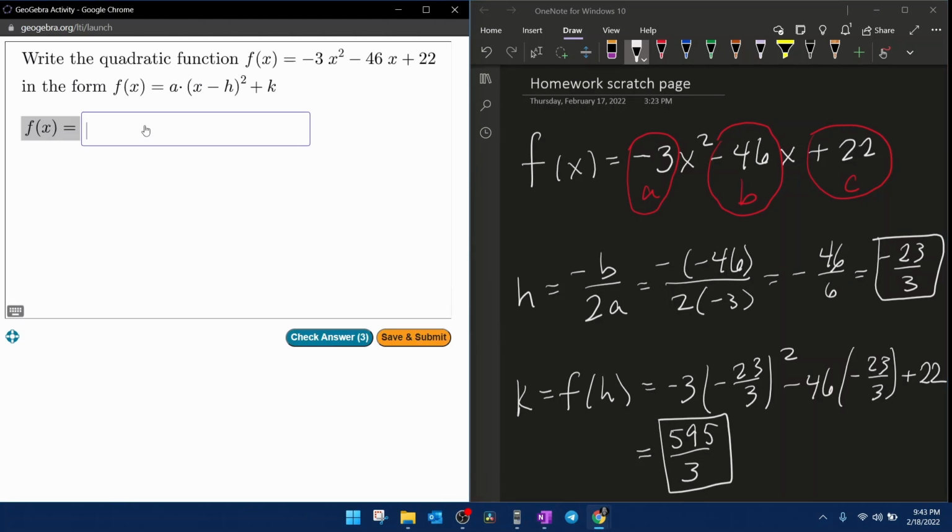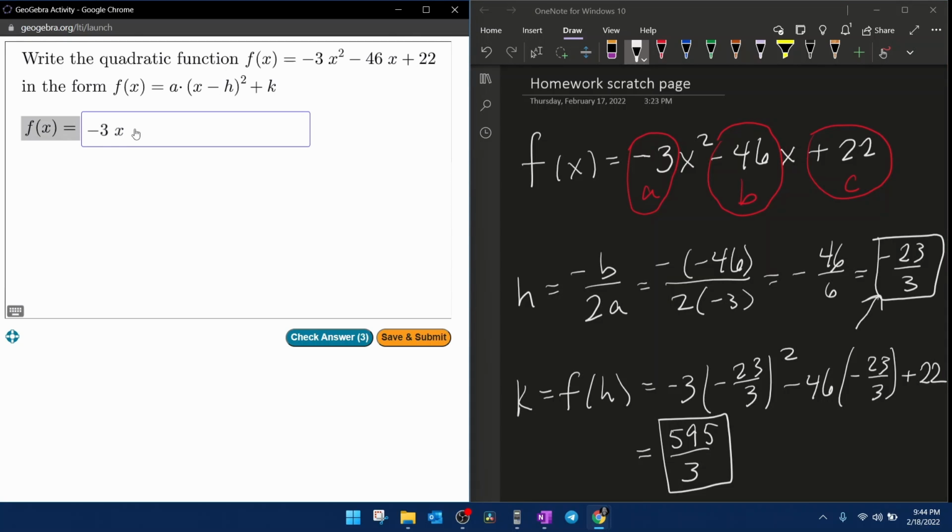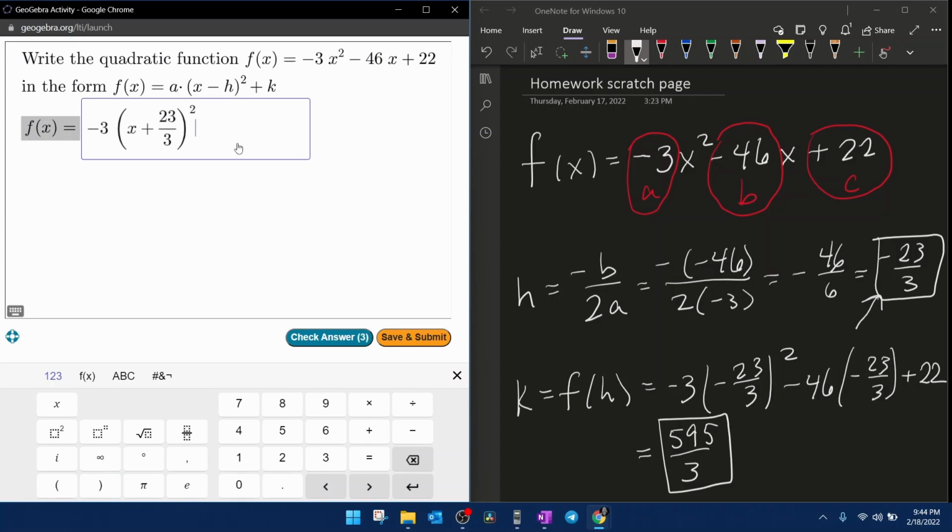And then all we have to do is come back over here to our GeoGebra window and input our answer. Notice that the a in front of the vertex form is going to be the same as the a from your standard form: negative 3. x minus h, where h is a negative, so we know minus a negative will make that a positive. So that'll be x plus 23 thirds. Don't forget to move out and put your squared. And then plus 595 over 3.